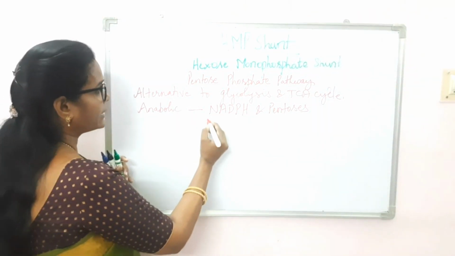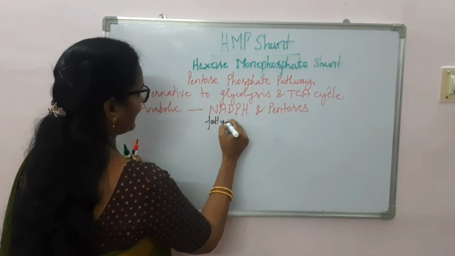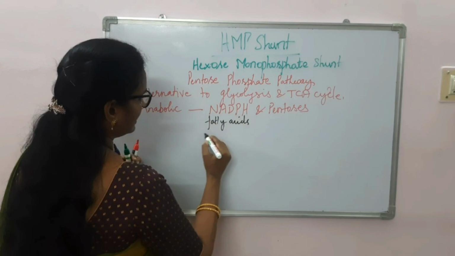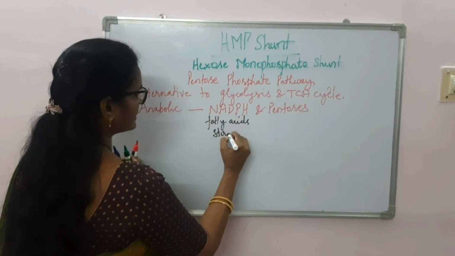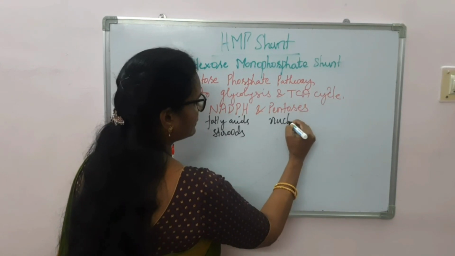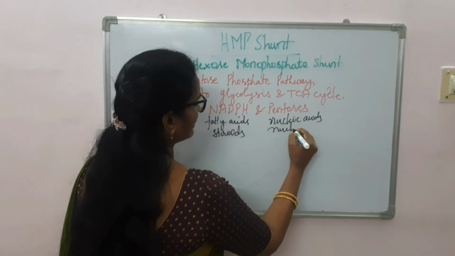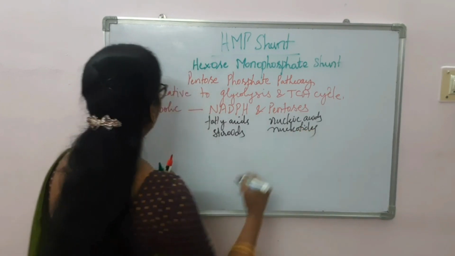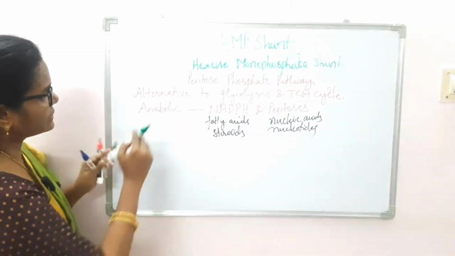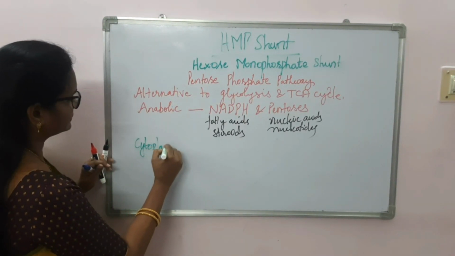the synthesis of fatty acids and also steroids. As pentoses are required for the synthesis of nucleic acids and nucleotides. And coming to the site of the HMP shunt, it takes place in cytoplasm of the cell.